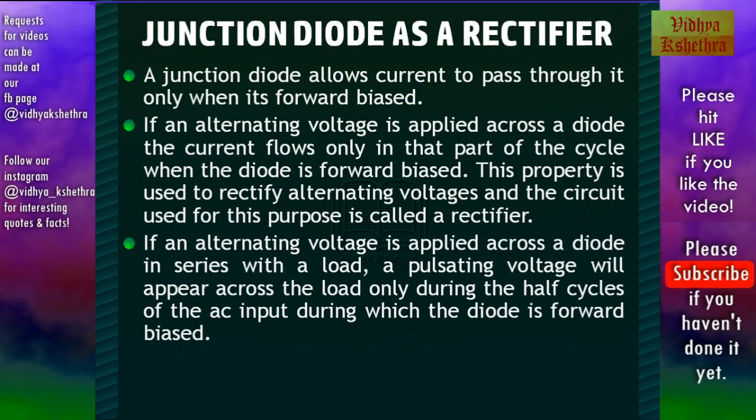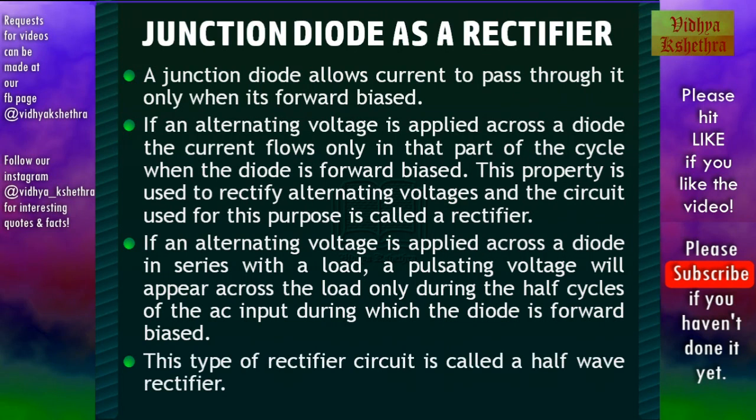If an alternating voltage is applied across a diode in series with a load, a pulsating voltage will appear across the load only during the half cycles of the AC input during which the diode is forward biased. And this type of rectifier circuit is called a half-wave rectifier.